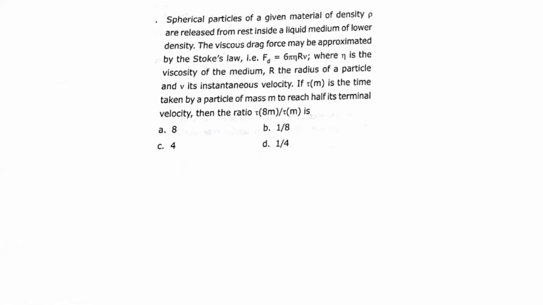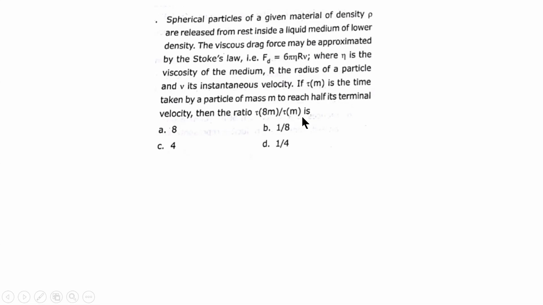Spherical particles of given material of density rho are released from rest inside a liquid medium of lower density. The viscous drag force may be approximated by the Stokes law, where eta is equal to the viscosity of the medium and r is the radius of the particle and v its instantaneous velocity. Now, if tau of m is the time taken by the particle of mass m to reach half its terminal velocity, then the ratio of tau of 8m to tau of m is what?